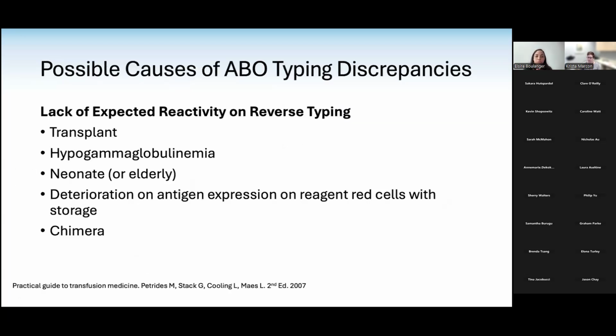The possible causes of lack of reactivity in the reverse typing: we have the transplant, hypogammaglobulinemia. We also have the neonates or the elderly. As I say, we don't even do reverse typing in neonates. Deterioration of antigen expression on reagent red cells with storage. So those reagents, if they are very old, let's say 1 year or months, they just expired, then they won't be reacting well. Or this could be chimera.